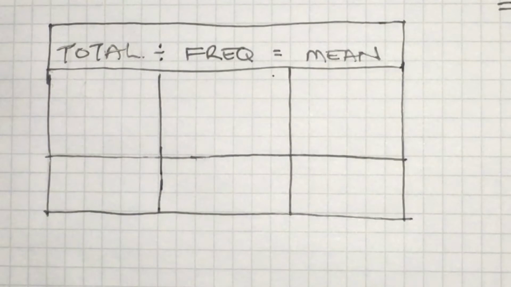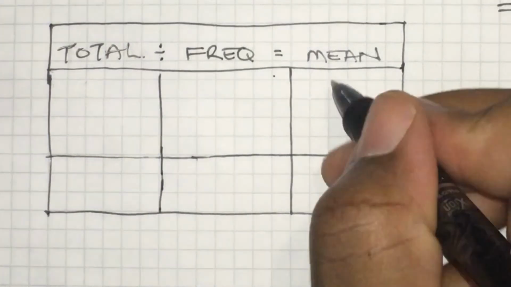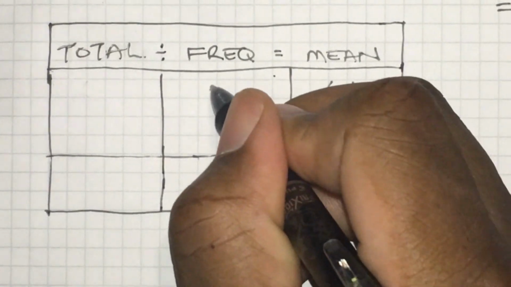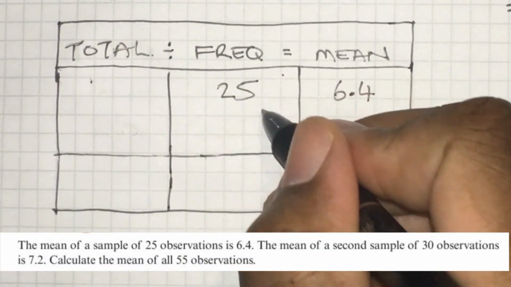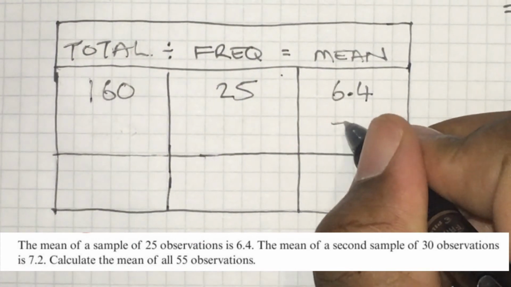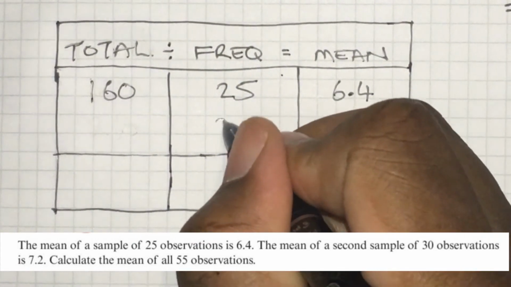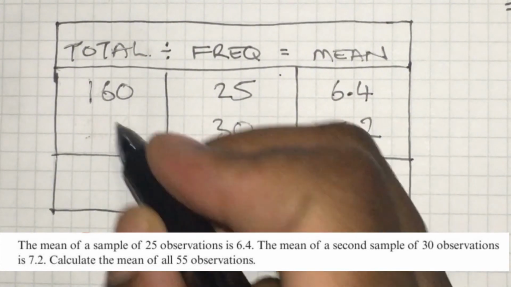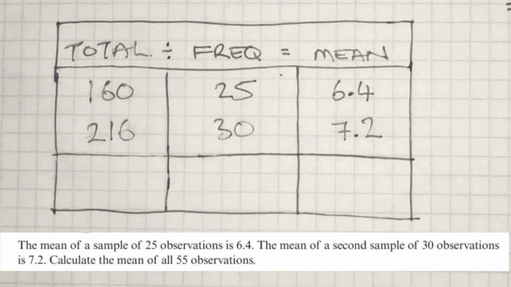Some of you may have done this type of question at GCSE, and this is how I would have set it up for my GCSE class. I would have shown them that we have total divided by frequency equals the mean, and we're just going to fill in this table backwards. So I know that the mean was 6.4, and I know the frequency was 25. That would have generated a total of 160. On the second line, a mean of 7.2 and a frequency of 30 gives me a total of 216.